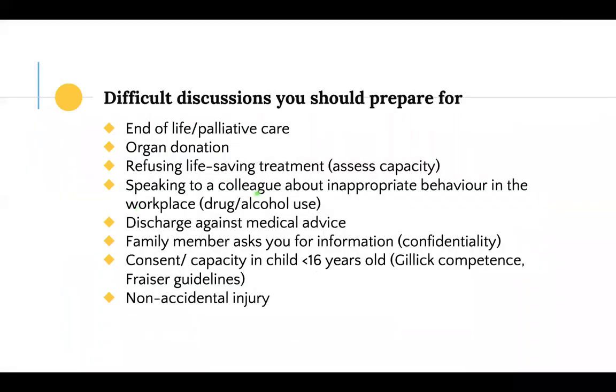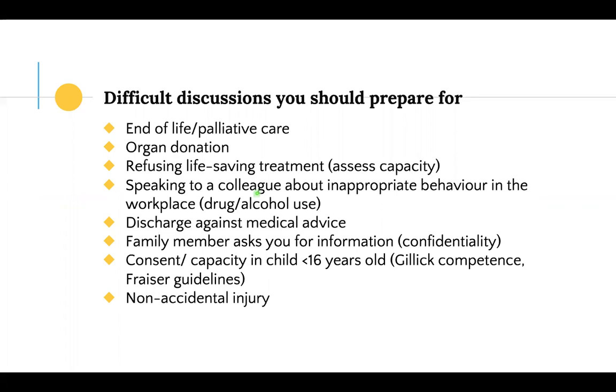And then difficult discussions, which we're not really going to go into, but things you should prepare for the exam would be end-of-life discussions or palliative care, organ donation, just know a little bit about that. Refusing life-saving treatment, so in this case, you would need to assess capacity. Speaking to a colleague about inappropriate behavior. This is very common. So for example, if you find your colleague has been smelling of alcohol and showing up late to work, you need to discuss this, and you are asked in the scenario to discuss this with them. And then discharge against medical advice. A family member asks you for information about the patient.